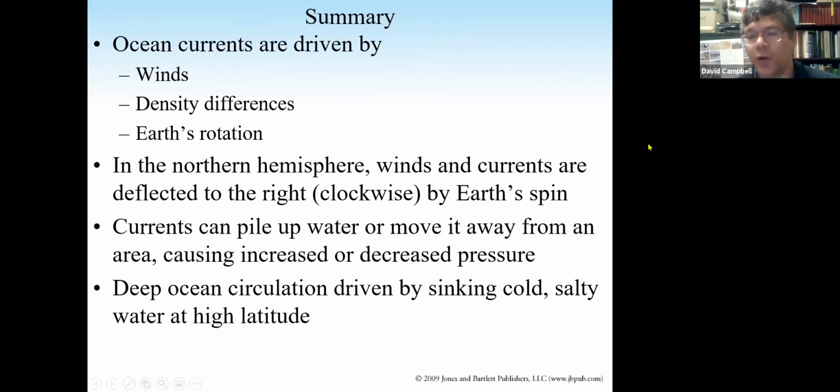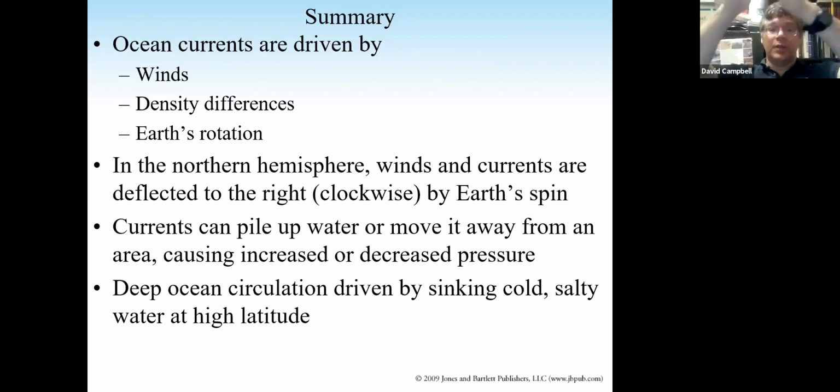Okay, so a quick review on ocean current patterns. Key factors that create ocean currents are the force of winds and differences in density between different places. The direction that a current takes is strongly influenced by the rotation of the Earth as well. Here in the northern hemisphere, winds and currents will tend to end up going off to the right relative to what we'd expect due to Earth spin. The southern hemisphere will be left.